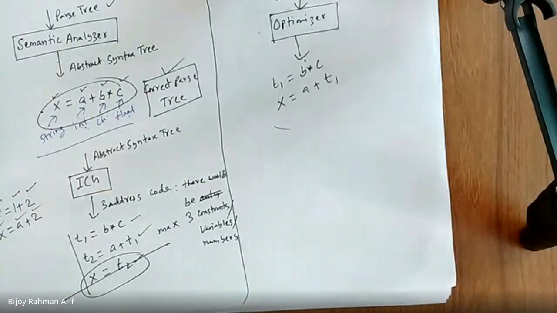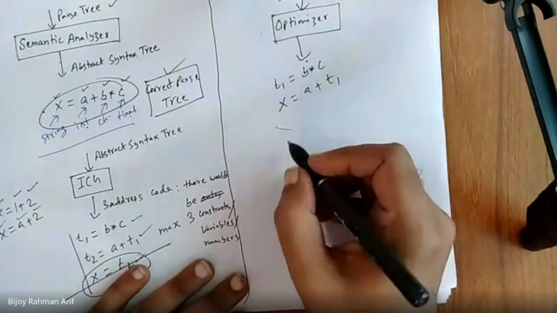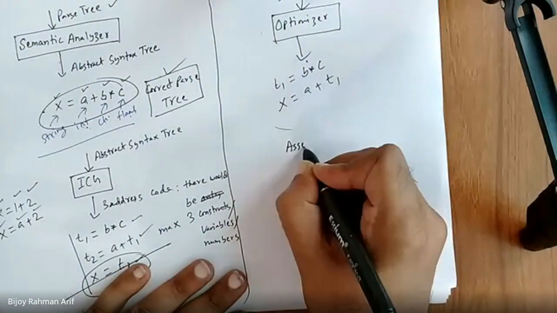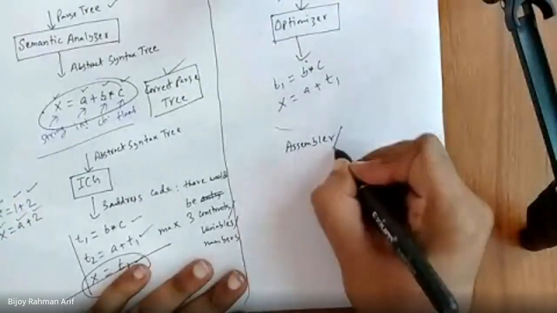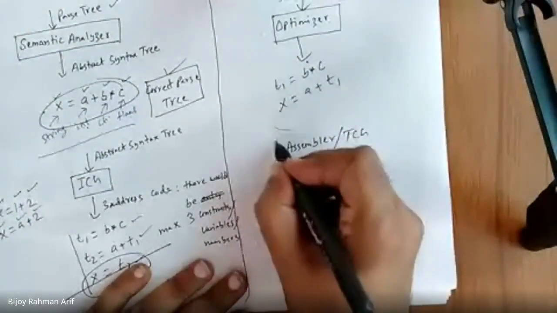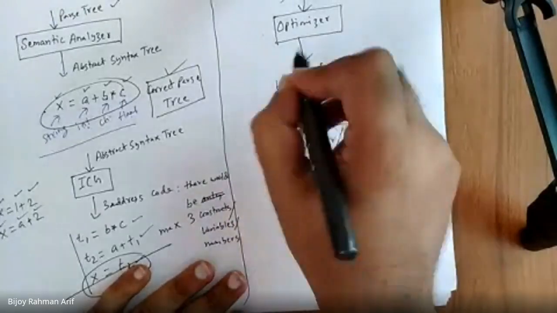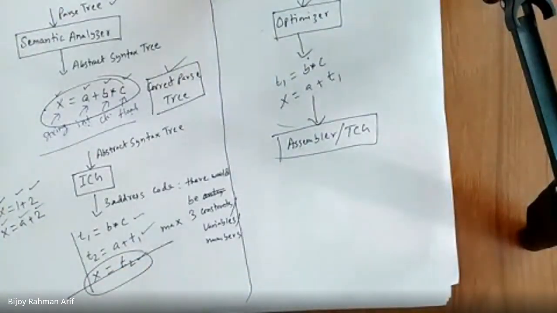What is the last phase? Assembler or target code generator. We pass this optimized three address code and we are going to create what? Assembly code. Now, what is assembly code? Can you tell me? Do you have any idea about assembly code?